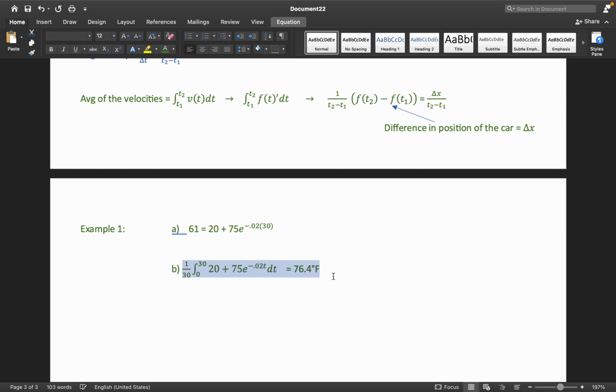Now if we took this a little bit further, I could say, okay, what about the next half hour? Well, if I wanted the next half hour, what I would need to do is 30 to 60, and I could find that. That would be approximately 51 degrees.